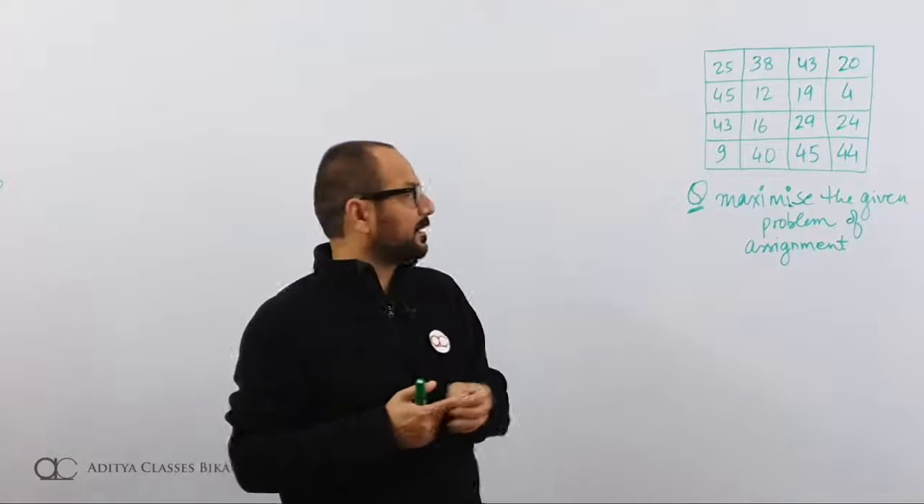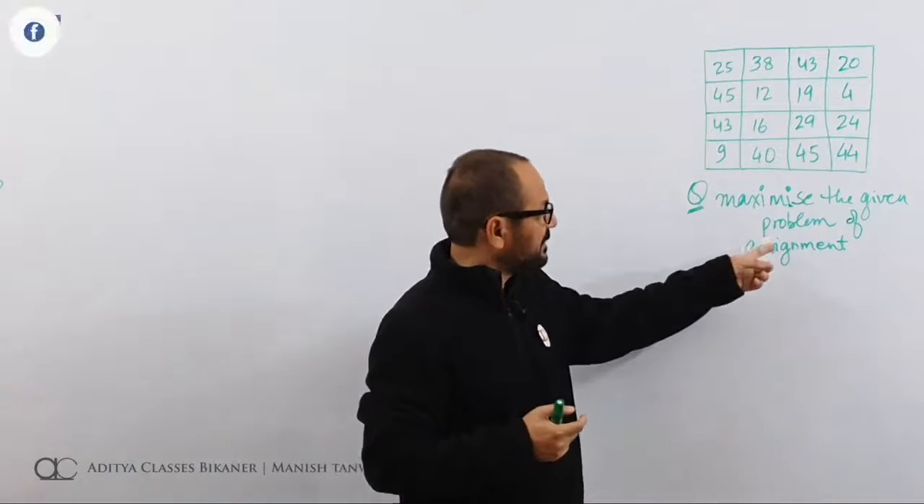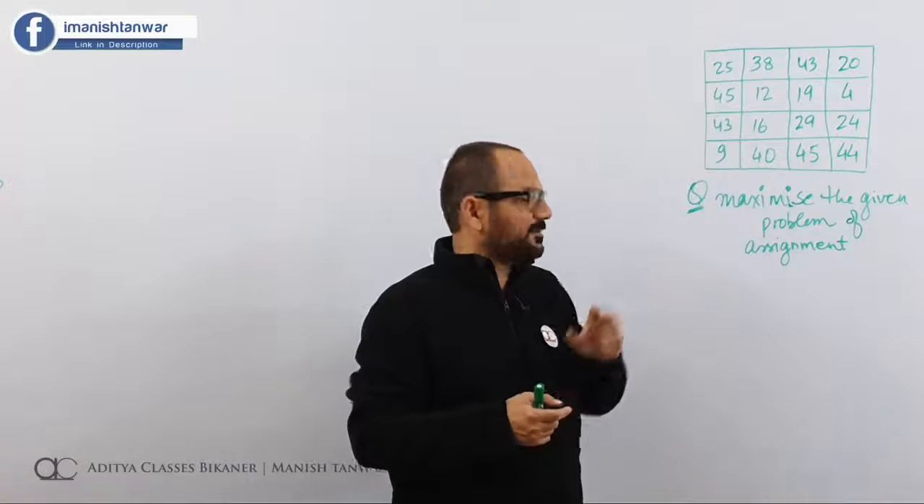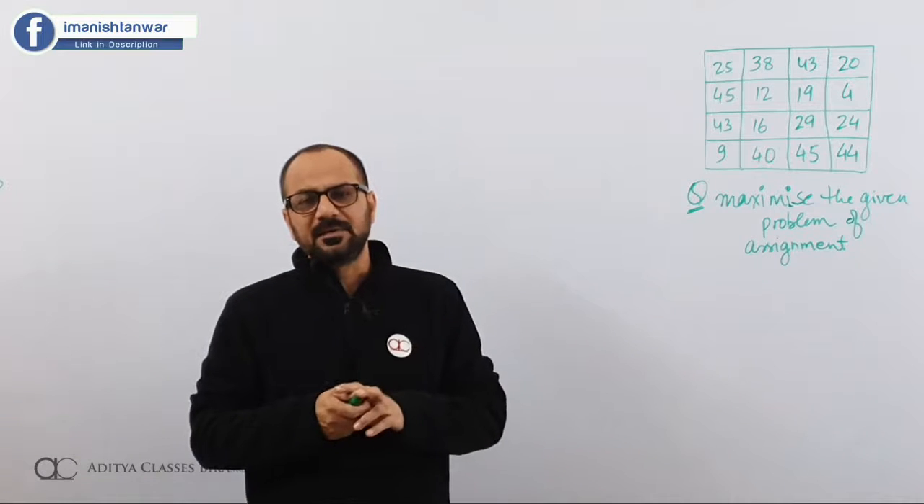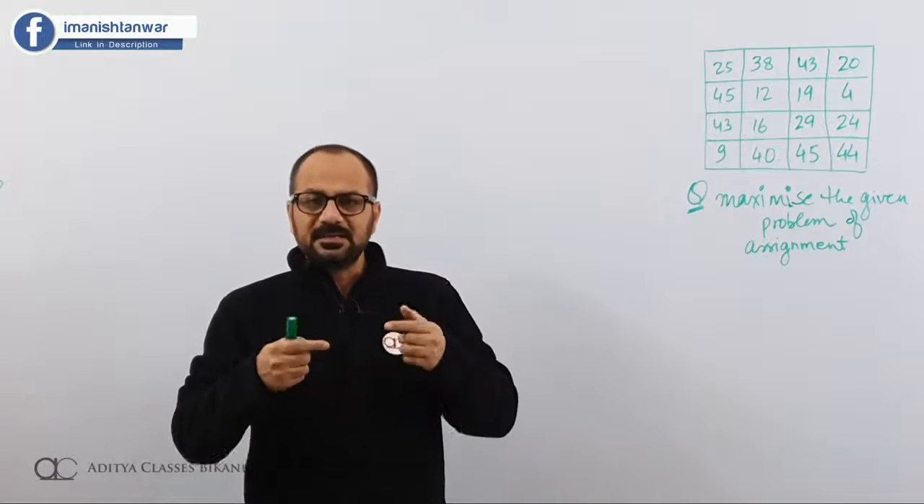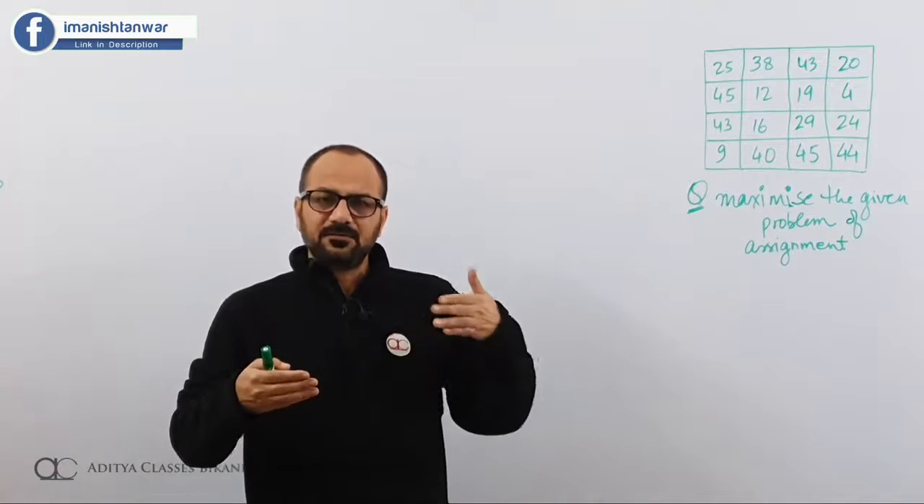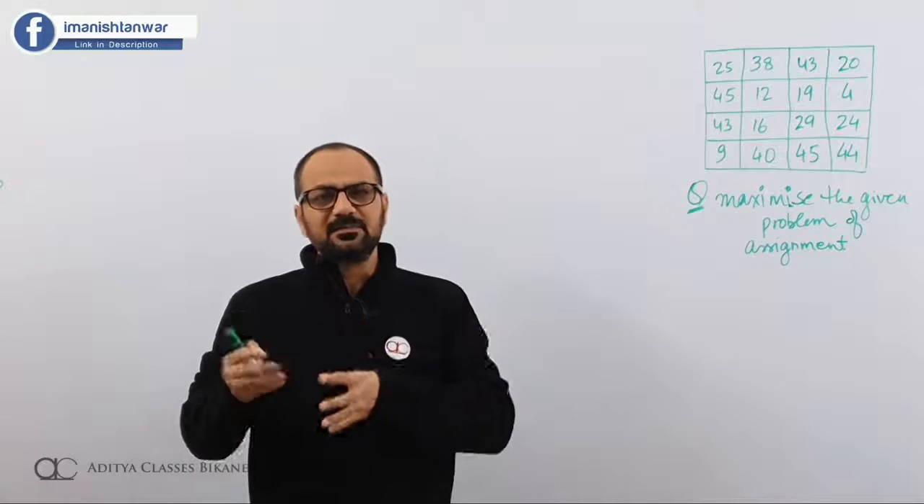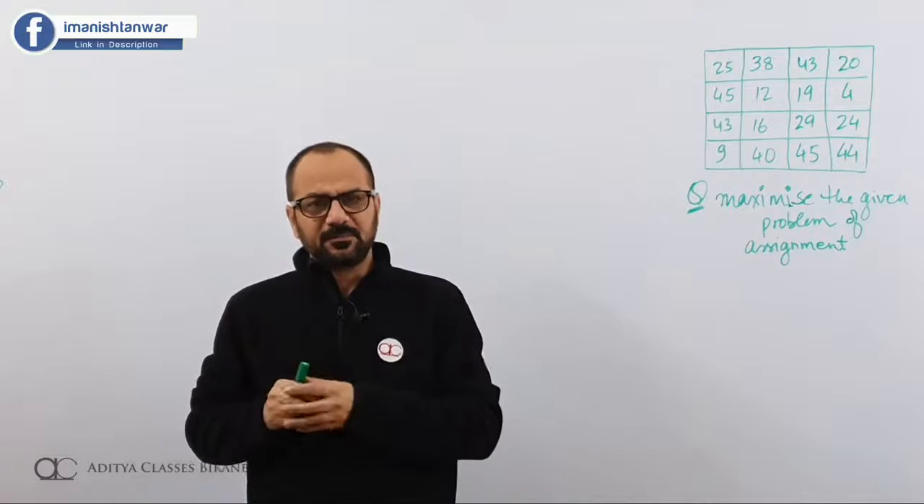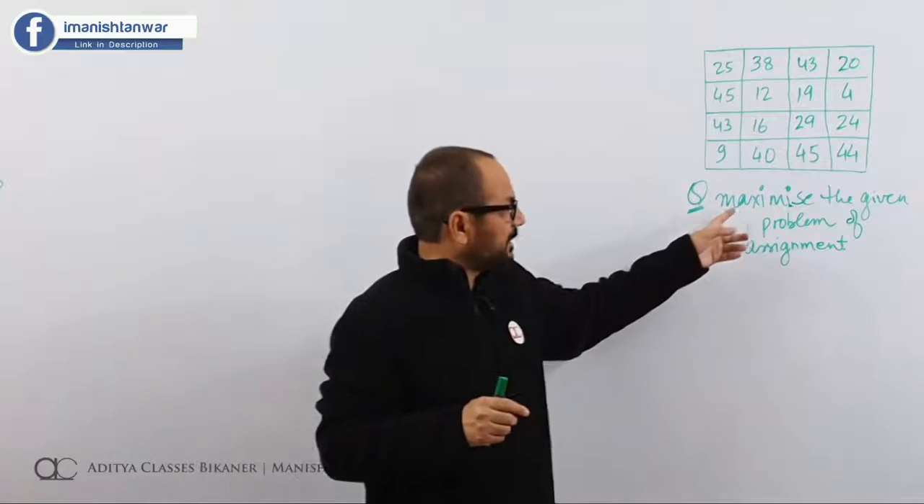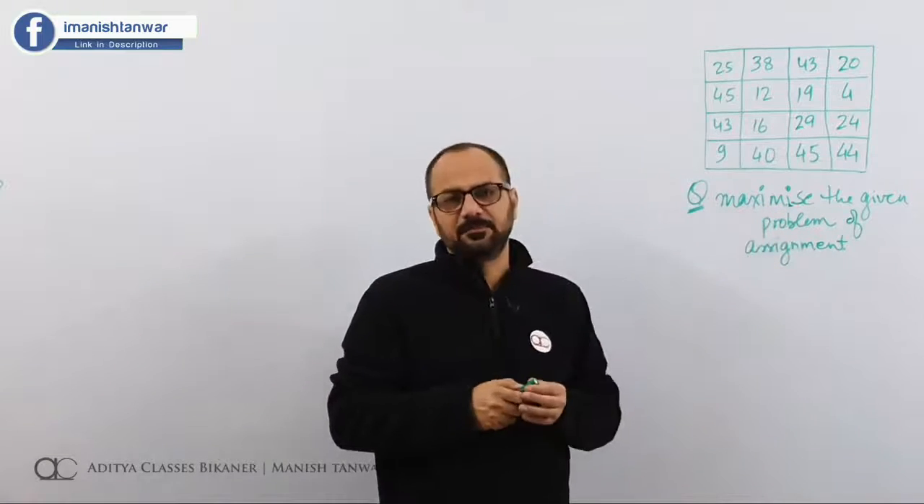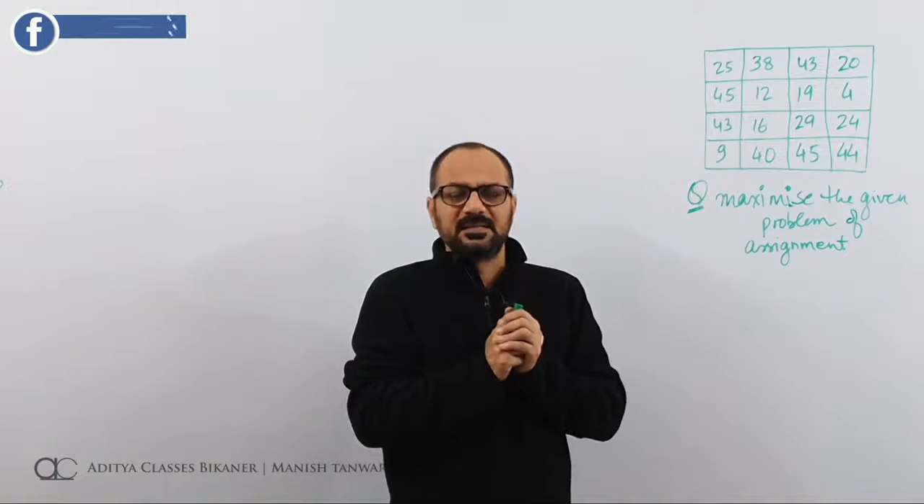Today we'll take up a question where we will try to maximize the given assignment problem. So this is an assignment problem, but instead of minimizing, the default method where we were going for row reduction and column reduction was for minimization of an assignment problem. Today what we'll try and do is maximize this given assignment problem. Now how do we maximize it?